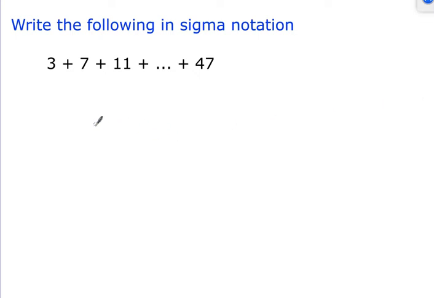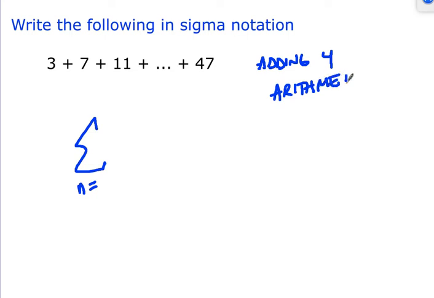First off, see if you can establish a pattern at all. When I look at these numbers, it looks like I'm adding 4 each time. And that's a really good thing because that means it's arithmetic. And we have a generalized formula for that.